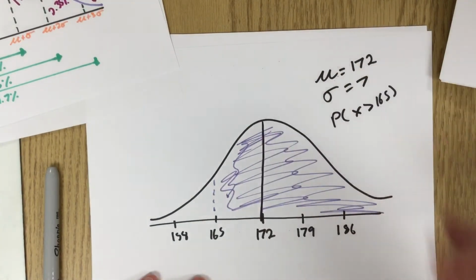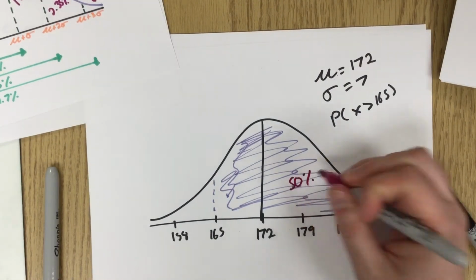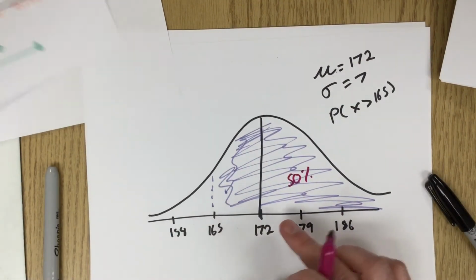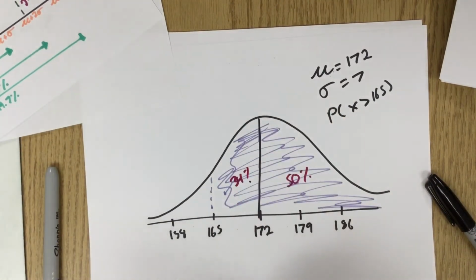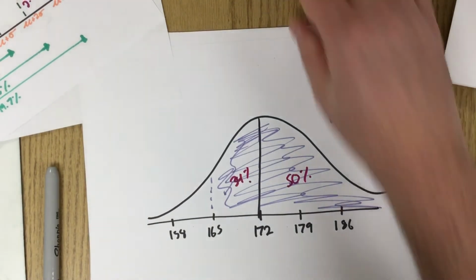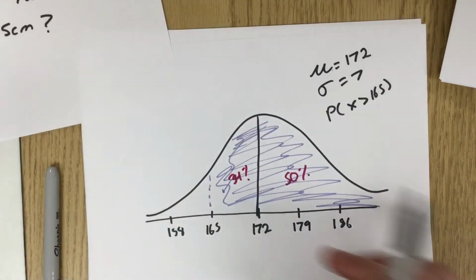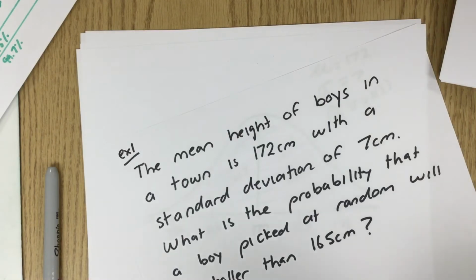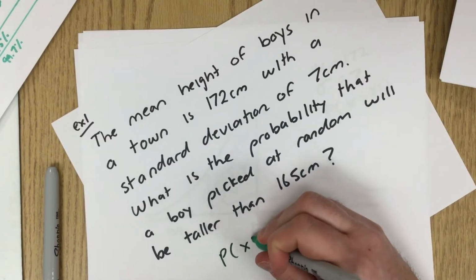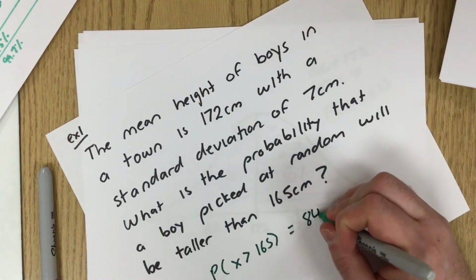We know that this is symmetrical, so this half is 50%. And we know from the mean to 1 standard deviation below is 34%. So what that tells us is that if we add the two together, the probability is going to be 50 plus 34, which is 84%. So the way we're going to write that is the probability that x is bigger than 165 is equal to 84%.